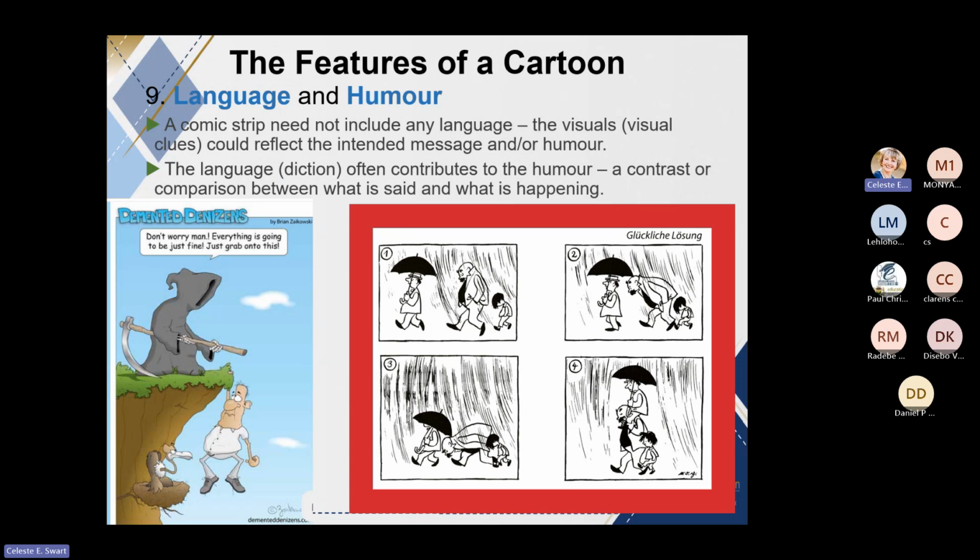But it's not funny, haha, is that if he grabs that stick, he's going to fall anyway because the Grim Reaper's got it. So you have to look at often comparing what's being said to what is actually happening. And often in that way, they will create humor. And if you are asked to discuss the humor in a cartoon, that means there is humor. Look at what is being said and what is being done.